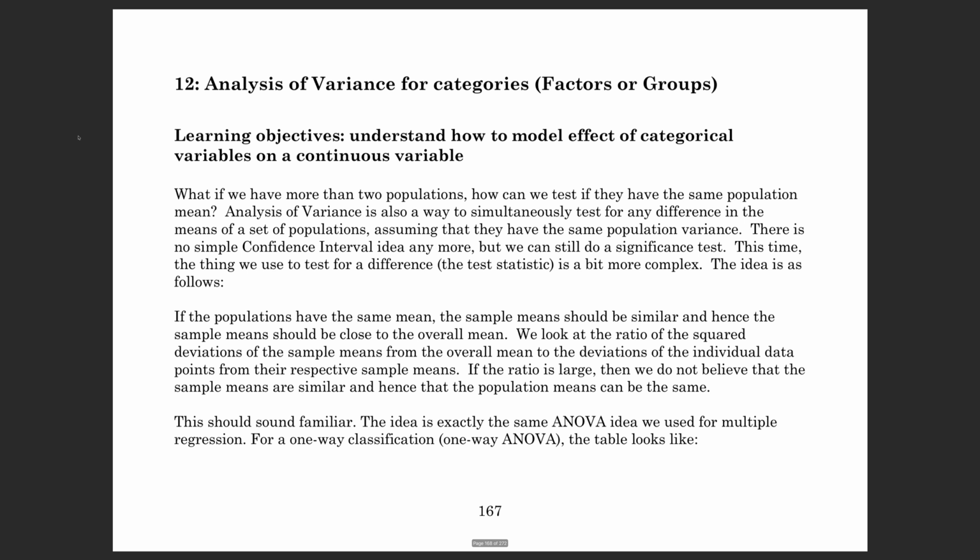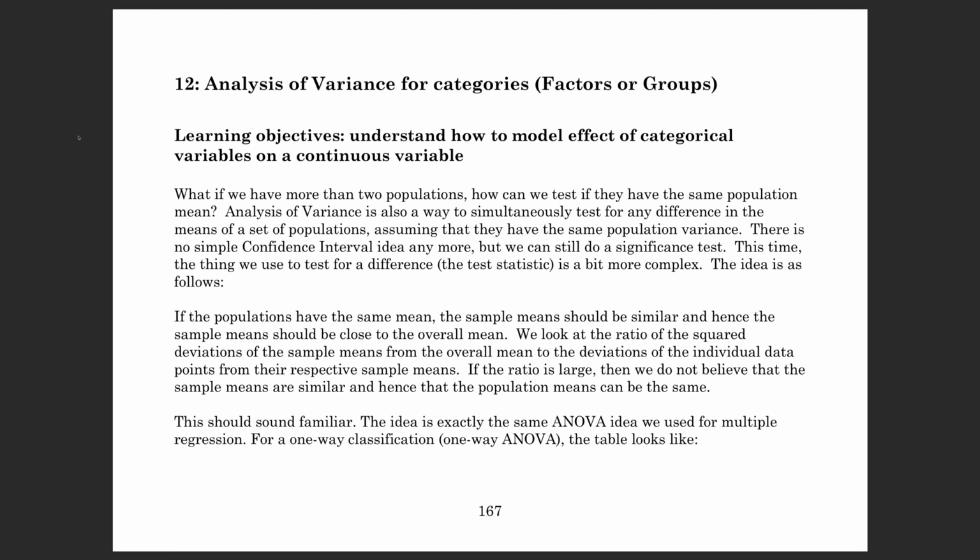Okay, so now we're moving on to the topic of analysis of variance for categories, or if you prefer, factors or groups. So the learning objective for this chapter is to understand how to model the effect of categorical variables on a continuous variable. So what if we have more than two populations? How can we test if they have the same population mean?